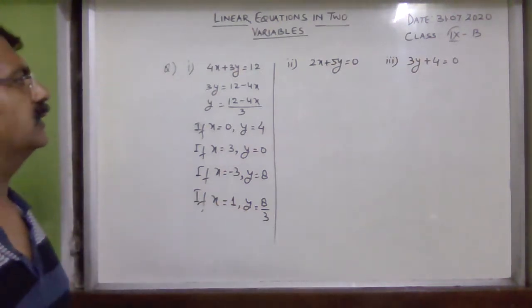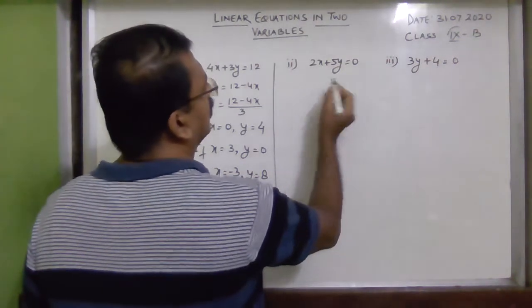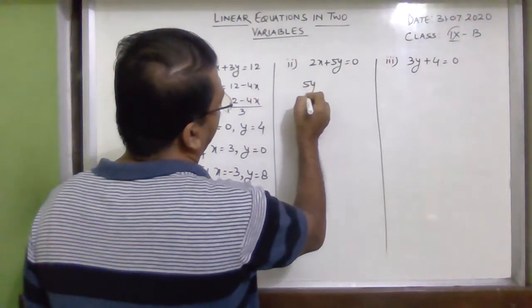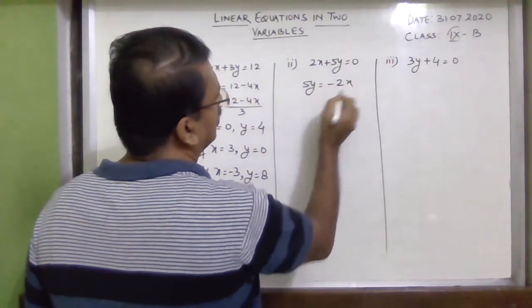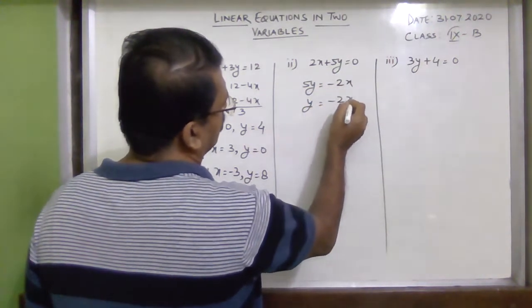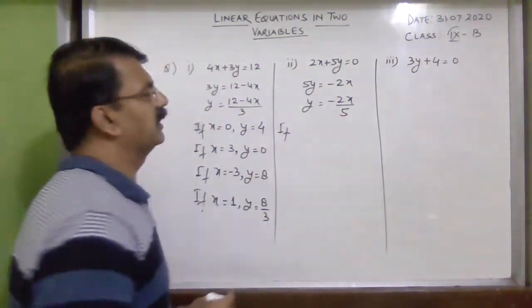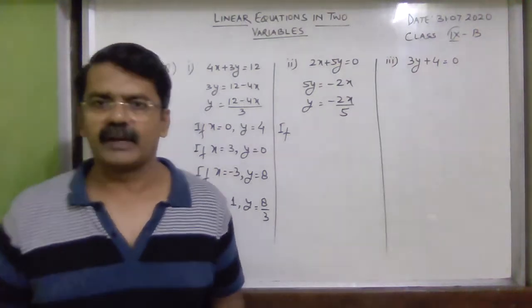Clear? Now the next one. Here, 5y is equal to minus 2x, so y is equal to minus 2x upon 5. Once again, if you put different values of x, you will get different values of y.